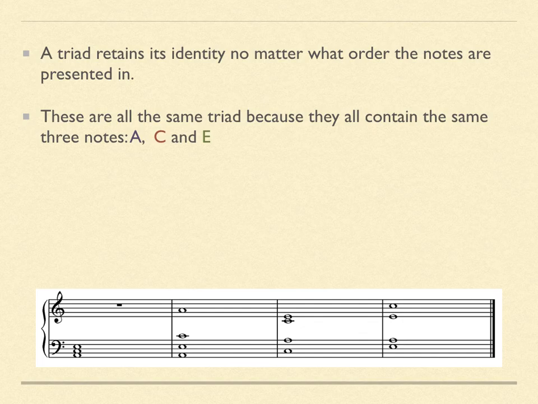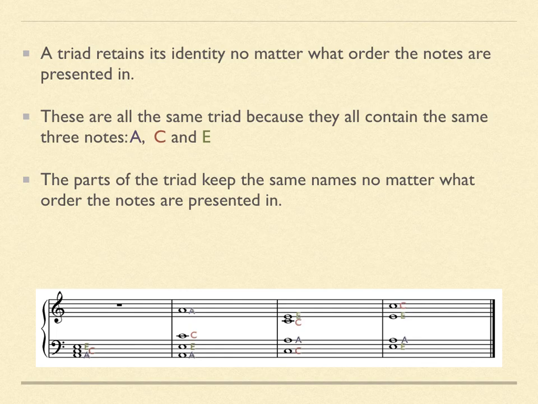These are all the same triad because they all contain the same 3 notes, A, C, and E. The parts of the triad keep the same names no matter what order the notes are presented in. So A is still the root in each example, C is still the third in each example, and E is still the fifth in each example.